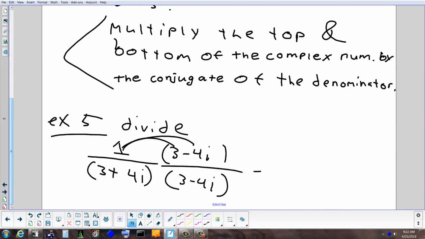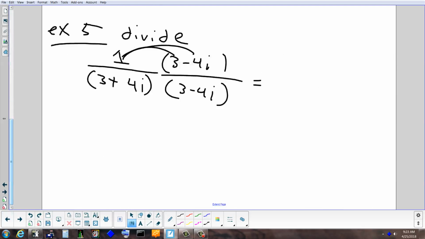Brady, when I multiply by 1, does that change anything? No. So really, nothing happens here. 1 times 3 is 3. 1 times negative 4i is negative 4i. Now, in the bottom, I'm multiplying conjugates. So I want to use the trick to do it. Can anyone tell me how to multiply those together using the trick we just went over?